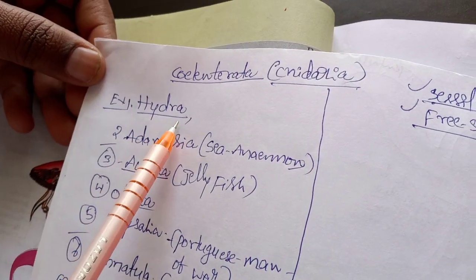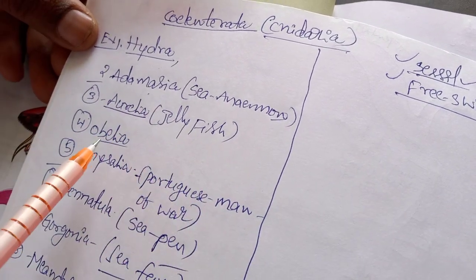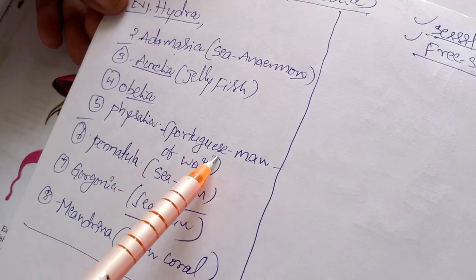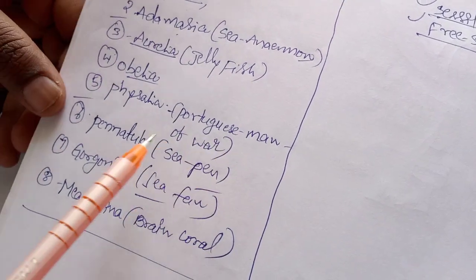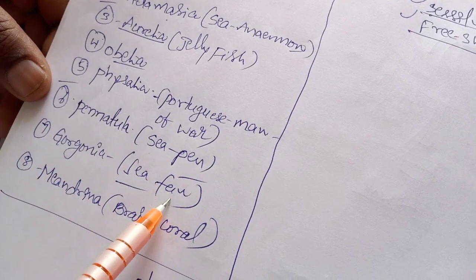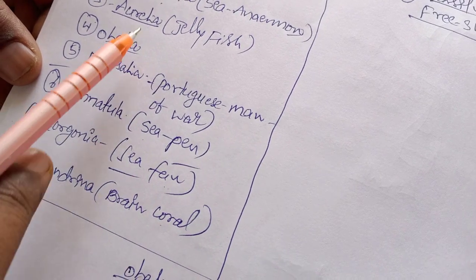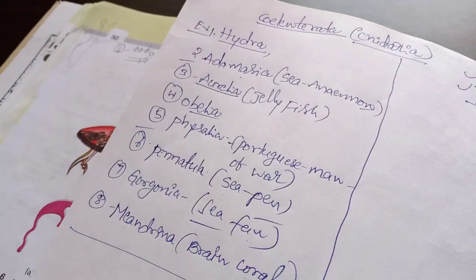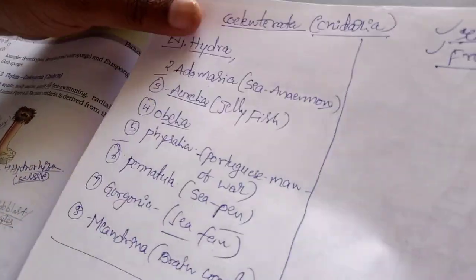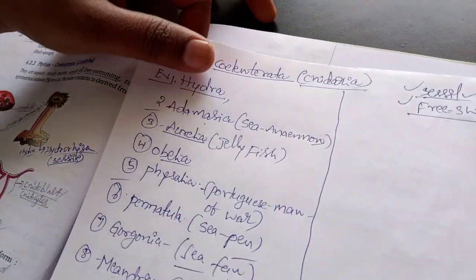One is Hydra, Adamsia, Aurelia, jellyfish, Obelia, Physalia, Portuguese man of war, you can also call Pennatula, sea pen, Gorgonia, sea fan, Meandrina, brain coral. These are some examples of these Cnidarians. Why is this name coming? So Cnidarians, if they are observing their body, first point, see here.